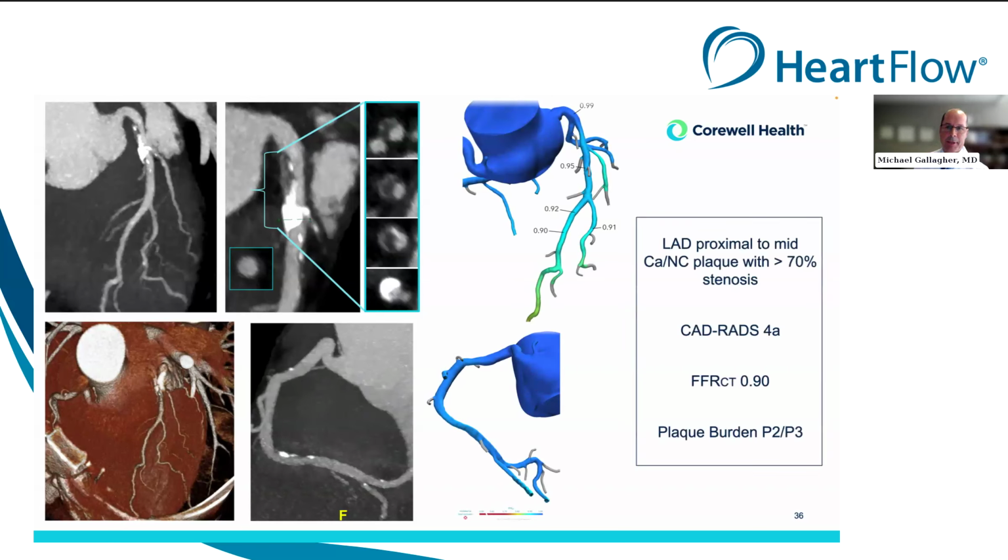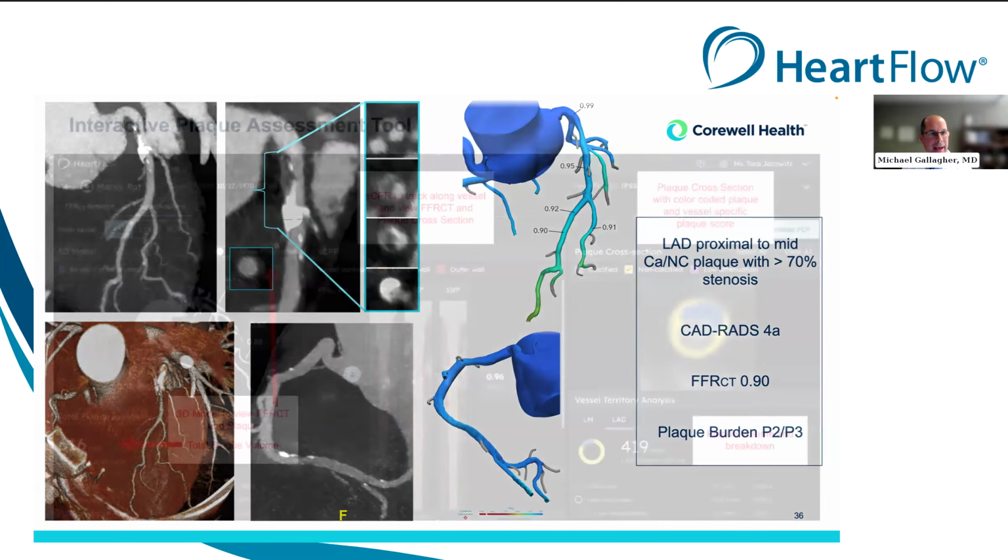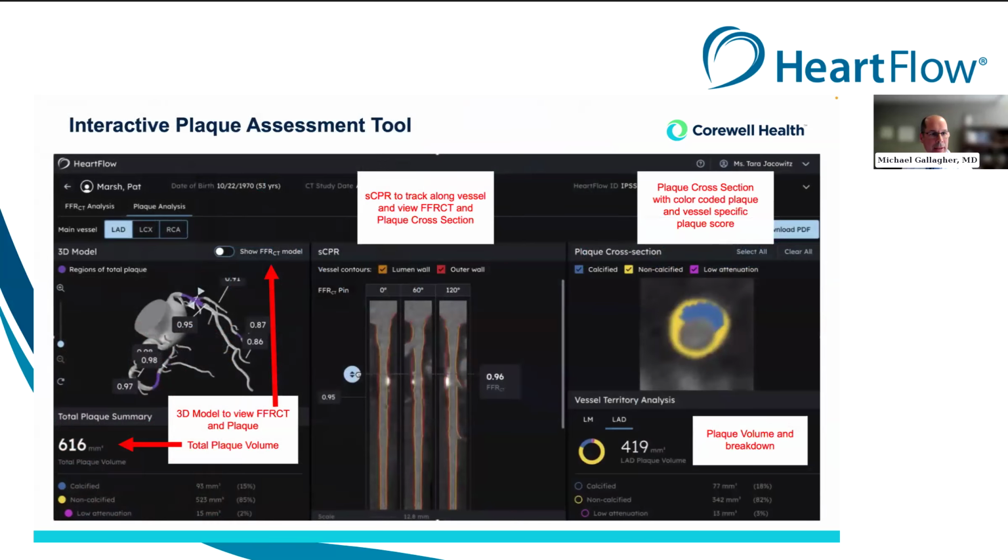In summary, we had a patient with an LAD proximal to mid segment calcified as well as non-calcified plaque with a greater than 70% stenosis, or a CAD-RADS 4A designation, but an FFRCT of 0.9 that suggested the lack of lesion-specific ischemia. The plaque burden on the plaque staging system was a P2 to a P3. So with that, we treated the patient medically.